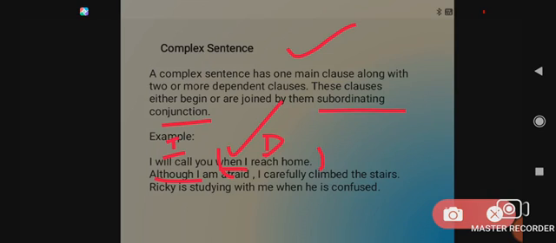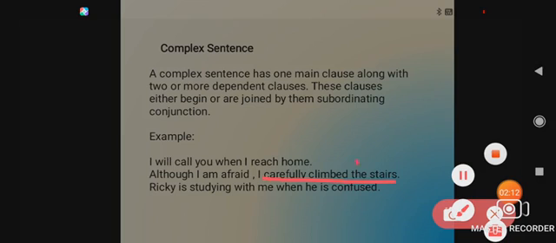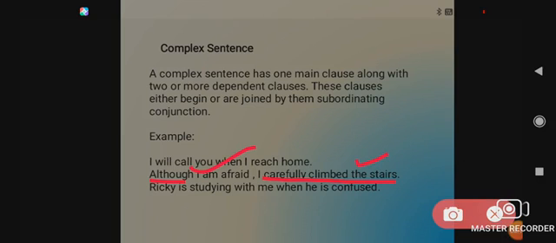Although I am afraid, I carefully climbed the stairs. I carefully climbed the stairs is the independent part, although is the conjunction, and although I am afraid is the dependent clause. I am afraid.